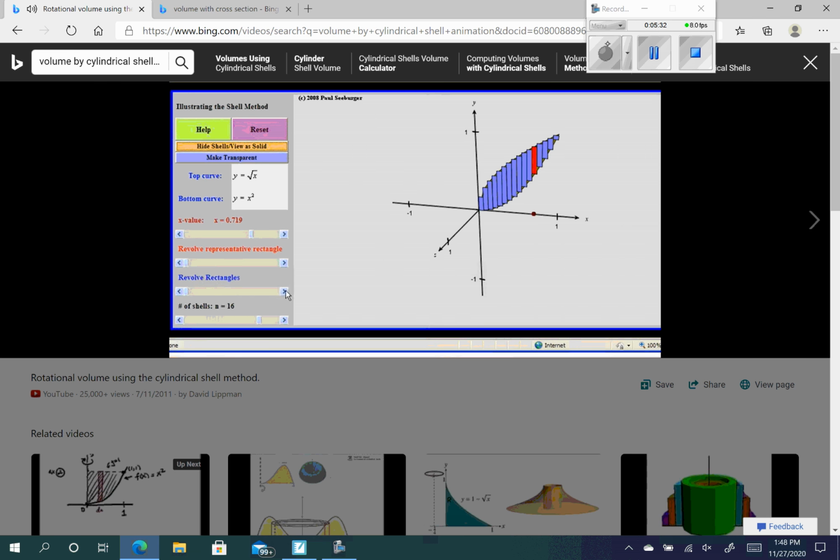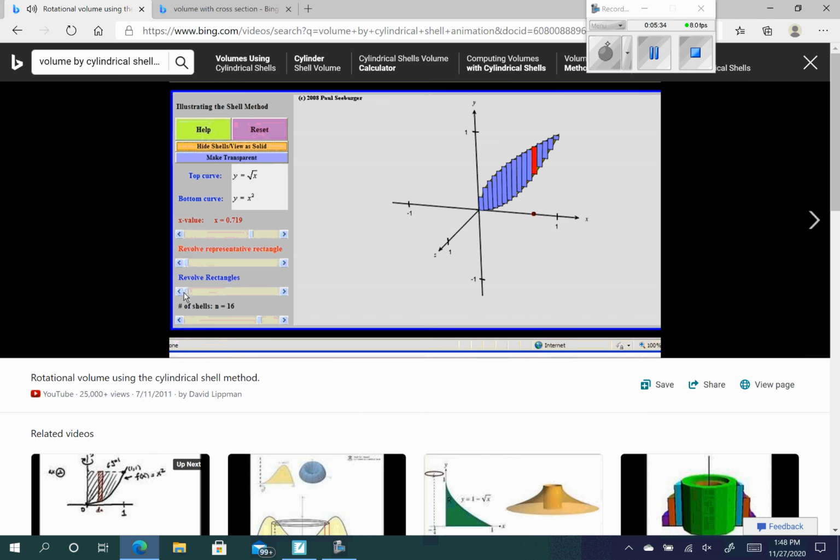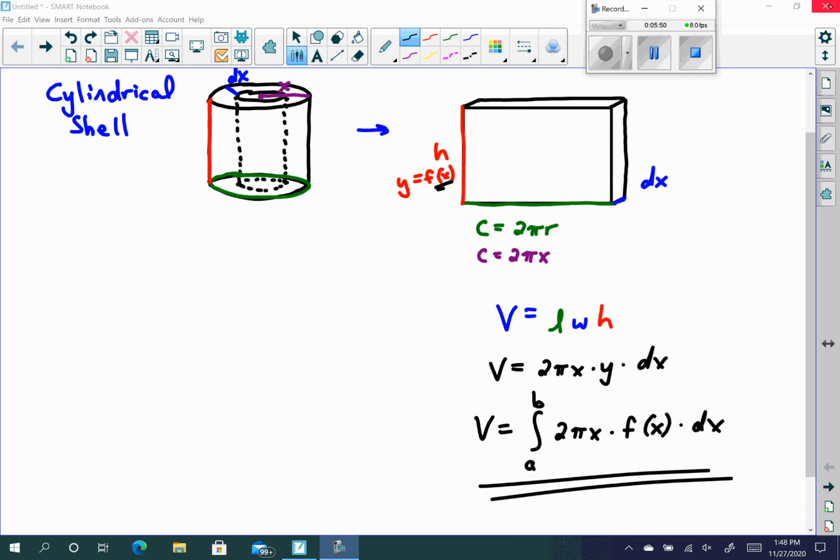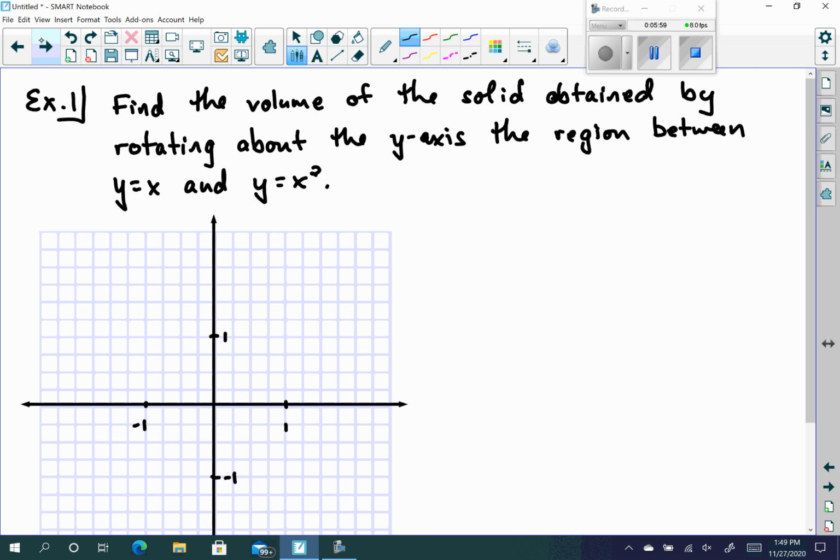All right, so now these are just an infinite number of little cross sections where the shells are going to come out, and then we see the full three-dimensional figure, and that's what's going to circulate. So this is eventually what we're going to be finding the volume of. All right, but it's this formula right here that we're going to be focused on. Let's go ahead and take a look at our first example.